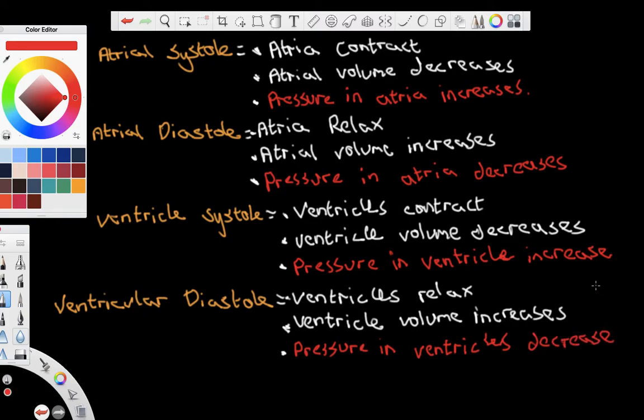The final one that I just want to define here, because it's worth doing it while we talk about it, is just diastole. Diastole is when everything relaxes.